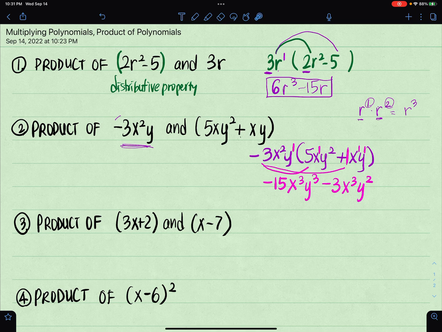So if you look over here, these are the highest degree, because when I add the exponents, that's 6. And if you add these, that's 5. Highest degree to lowest degree.